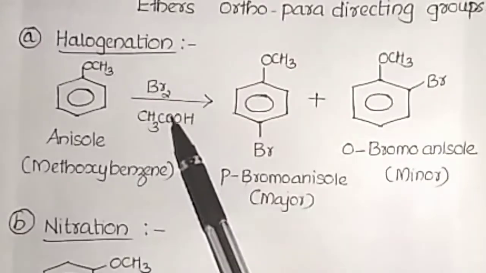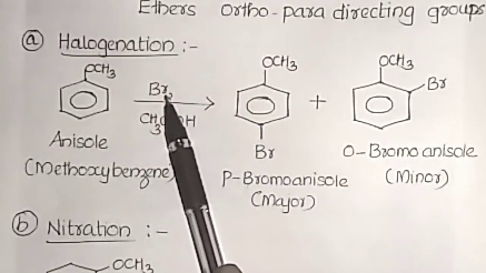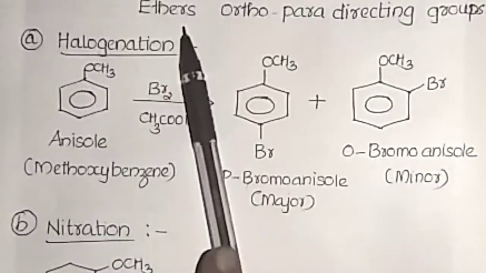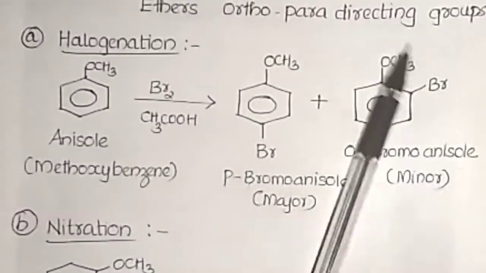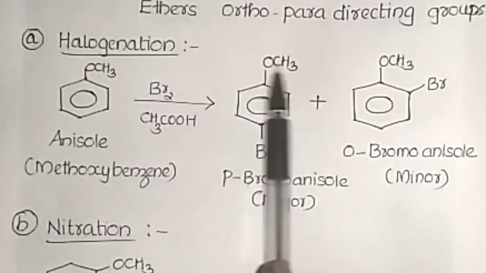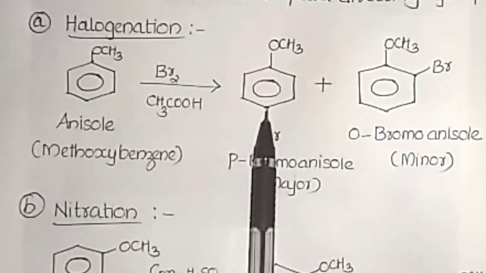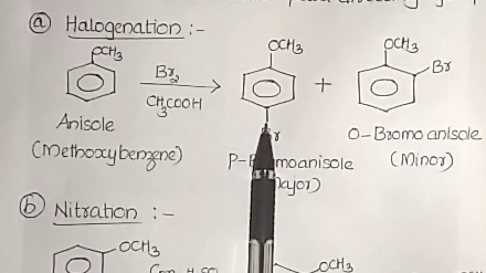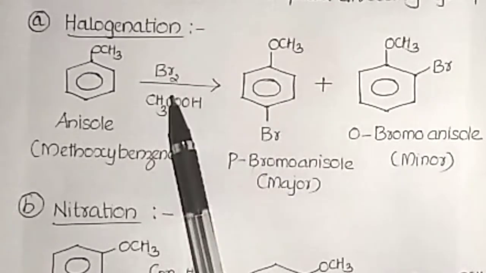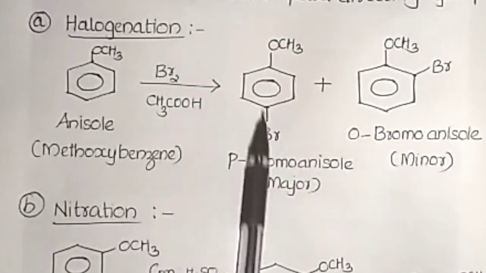On bromination of methoxybenzene in the presence of acetic acid, the bromine atom is attached to the ortho and para positions because ethers are ortho-para directing groups. So this OCH3 ether group is already there. Then the bromine molecule comes in, and one hydrogen atom combines with one bromine atom to form HBr, which is eliminated. The remaining bromine atom is attached here, and we get para-bromoanisole.